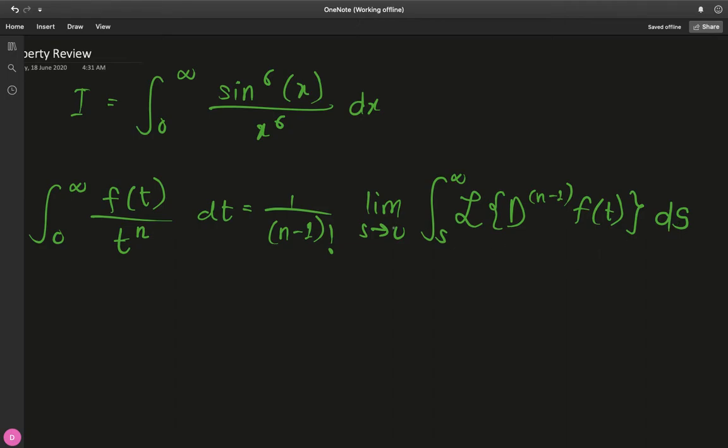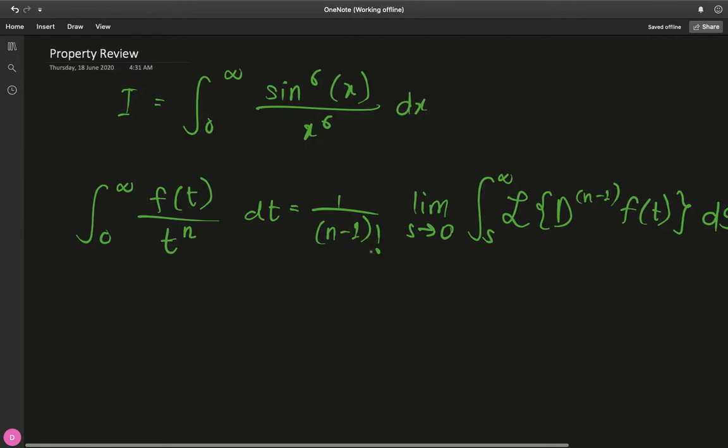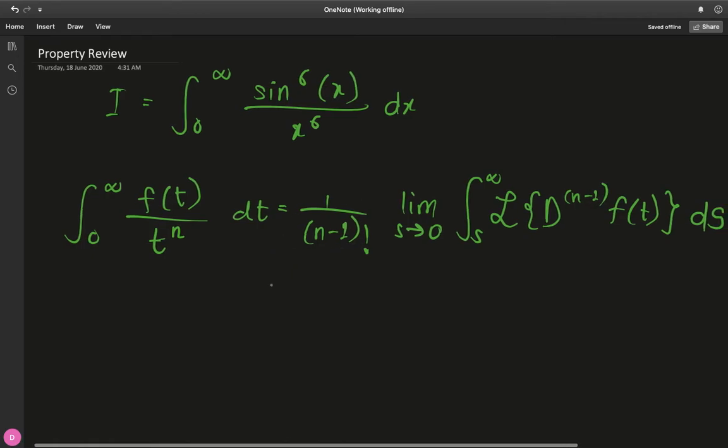Basically, I'm talking about this property. We have to use this. There is no other way to actually simplify this further. Even if there is, it's really hard.